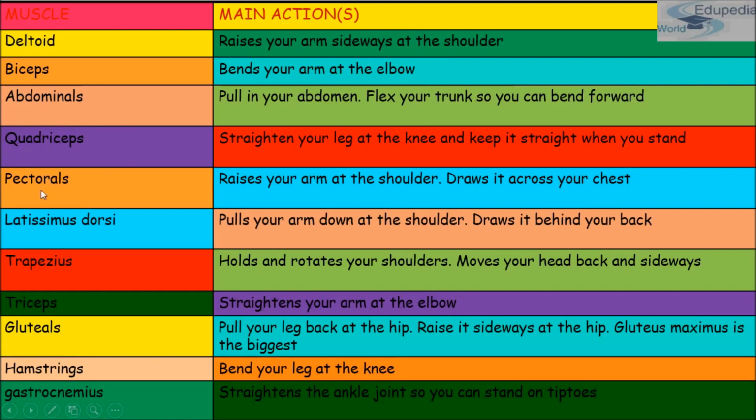And then comes pectorals. It raises your arm at the shoulder. It draws it across your chest. Latissimus dorsi pulls your arm down at the shoulder and draws it back behind your back. Trapezius holds and rotates your shoulder. Triceps straightens your arm at the elbow. See, the biceps is used to bend your arm at the elbow, whereas the triceps helps to straighten your arm at the elbow. Then comes gluteals.